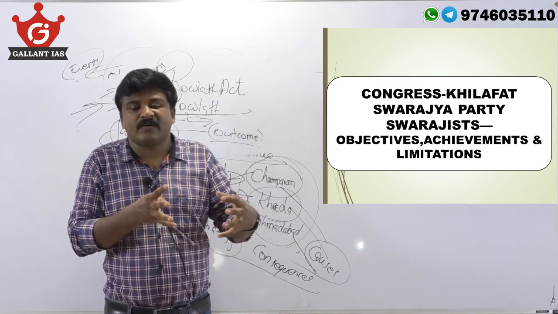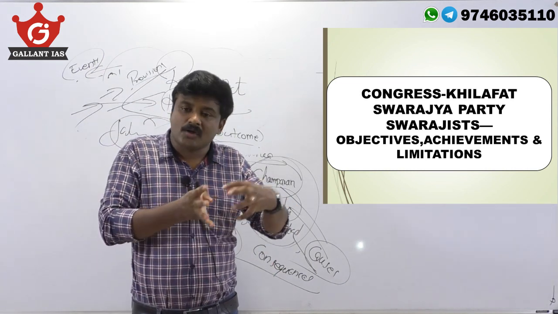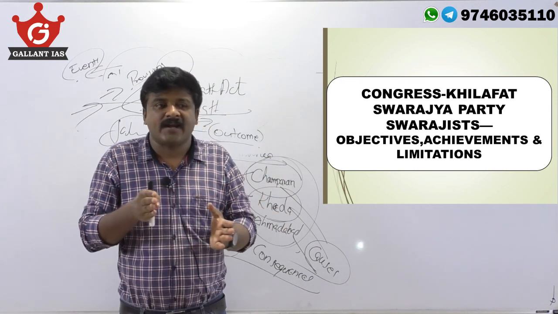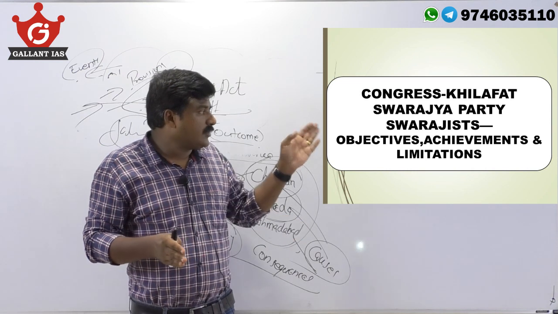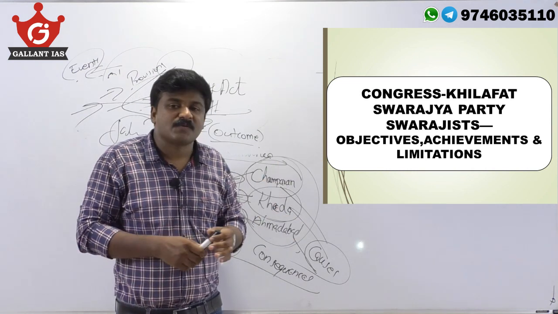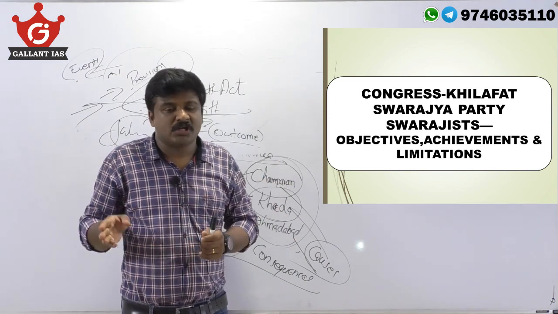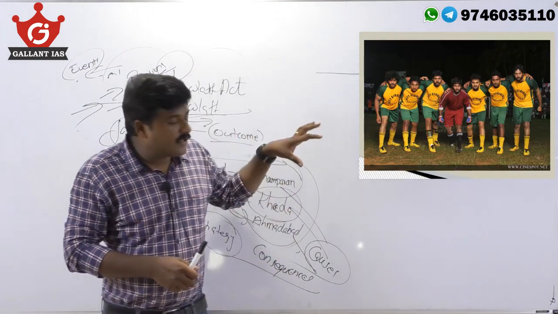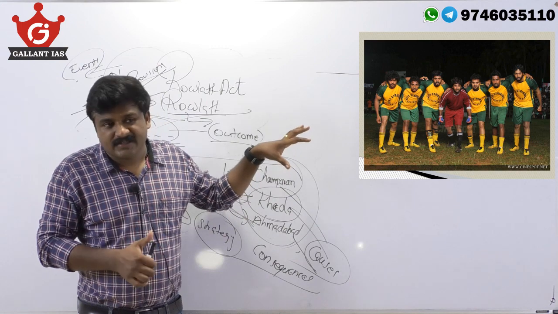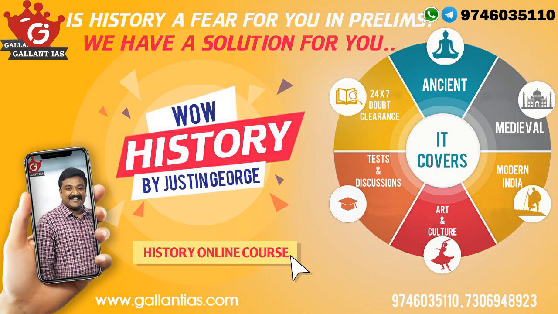You must know the differences between hardcore Gandhians or pro-Gandhians and these Swarajists. You must know their ideological differences, then the objectives, achievements and limitations of the Swarajists and the no-changers. You have to study that very well. Also, in this area, you must study the appointment and arrival of the Simon Commission, 1928.